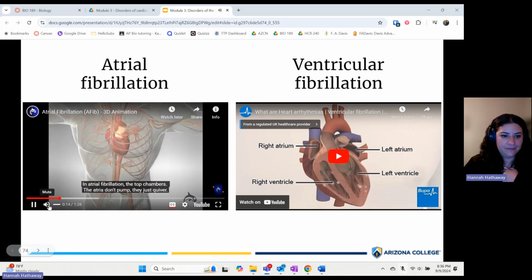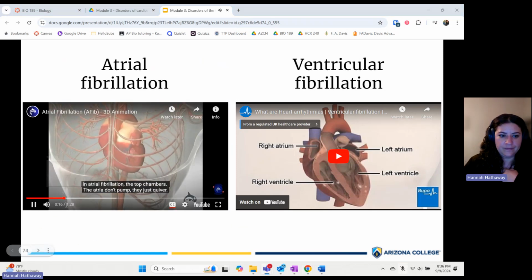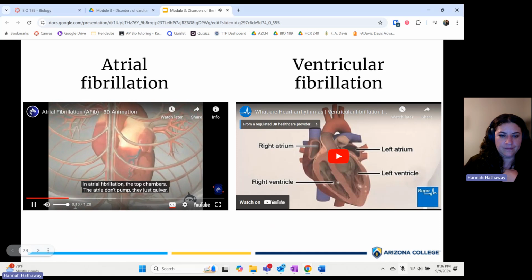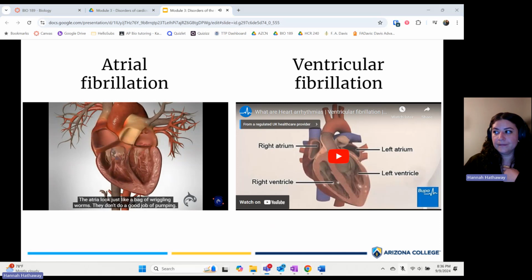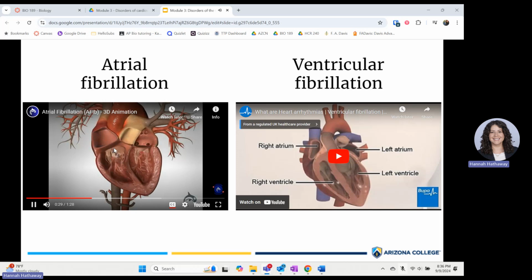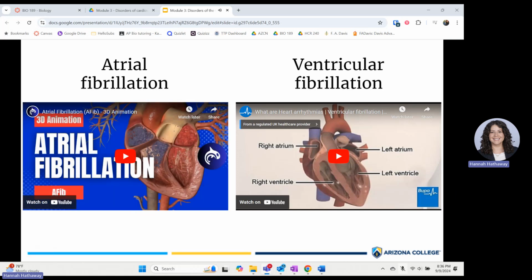In atrial fibrillation, the top chambers. The atria don't pump, they just quiver. Here's what it looks like from the outside. The atria looks just like a bag of wriggling worms. They don't do a good job of pumping. Okay, so it was atrial fibrillation.